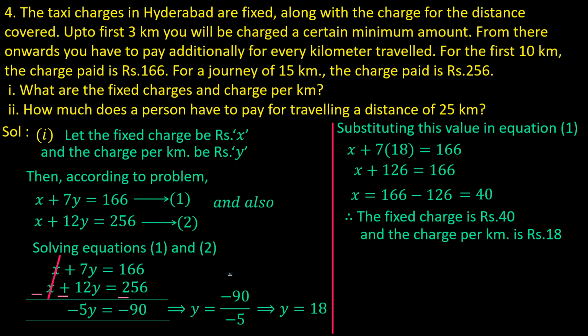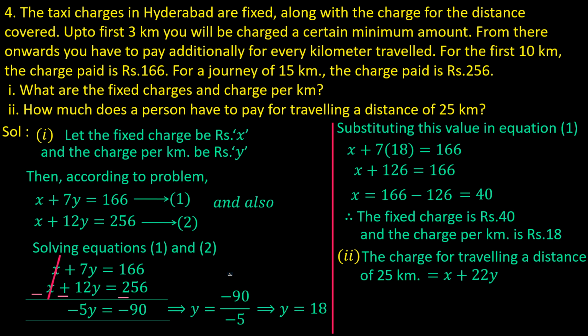And in the second one, what we need to find is how much a person has to pay for traveling a distance of 25 kilometers. So while traveling 25 kilometers, for the first 3 kilometers we have to pay X rupees, that is 40 rupees, and after that for the remaining 22 kilometers we have to pay 18 rupees per kilometer. So the amount to be paid for traveling 25 kilometers is X plus 22Y, because X is the charge for the first 3 kilometers and Y is the charge for every additional kilometer.